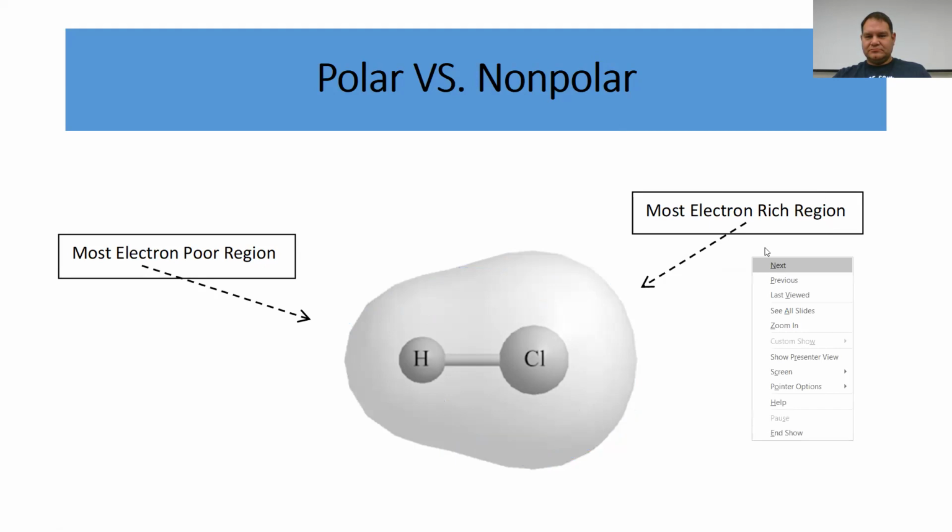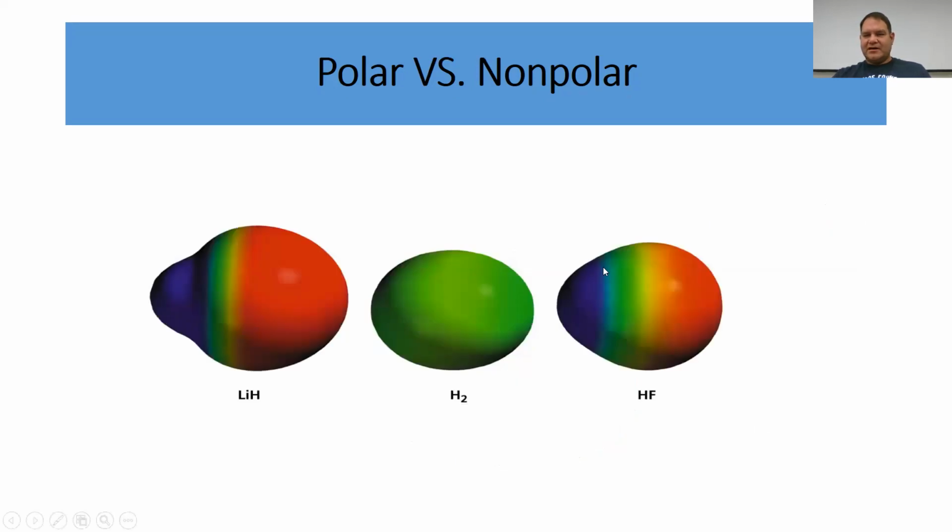All right, so this is some more models that we're using to represent electron distribution. And what we're going to do is look at these models and make a decision if there is a dipole or not. In other words, is there a polar or nonpolar bond occurring here? So if you look at lithium and hydrogen, okay, we're going to form a bond between these two elements, okay? Is there a dipole that's occurring here? Well, is there a difference in electron distribution?